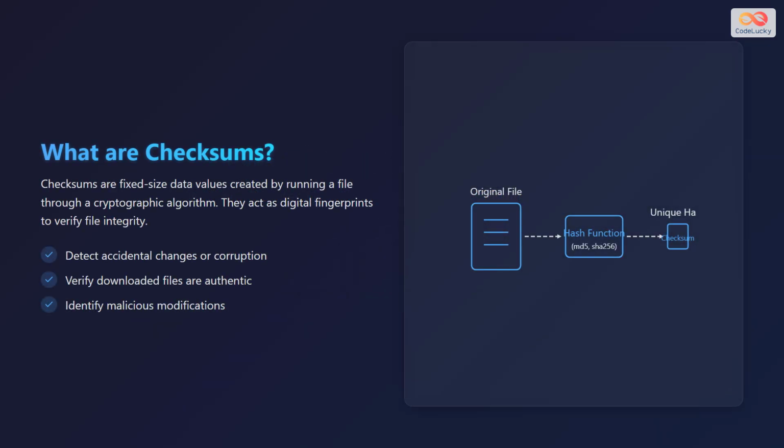Checksums are fixed-size data values. These are created by running a file through a cryptographic algorithm. Checksums act as digital fingerprints to verify a file's integrity. Checksums help detect accidental changes or corruption. They also help in verifying that downloaded files are authentic. And checksums also help identify malicious modifications.